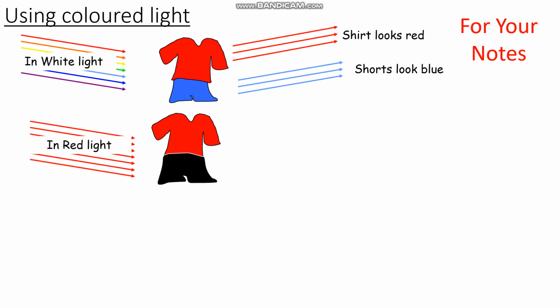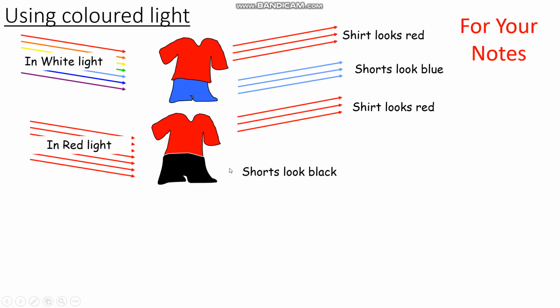Now, if we take the same kit, but this time we shine only red light on that kit, then the red shirt will reflect red light. So the red shirt will look red. The blue shorts, however, will not reflect red light. They will absorb the red light, and therefore the shorts will look black.